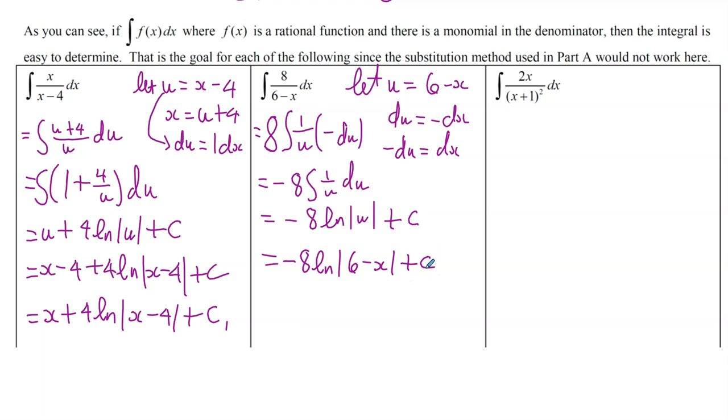And that's that one. Okay, 2x over (x + 1) quantity squared. What are we going to do? Same deal. We are going to let u equal x plus 1. Now, we do need x, so we're going to solve for x. So x will be u minus 1. And we need du.